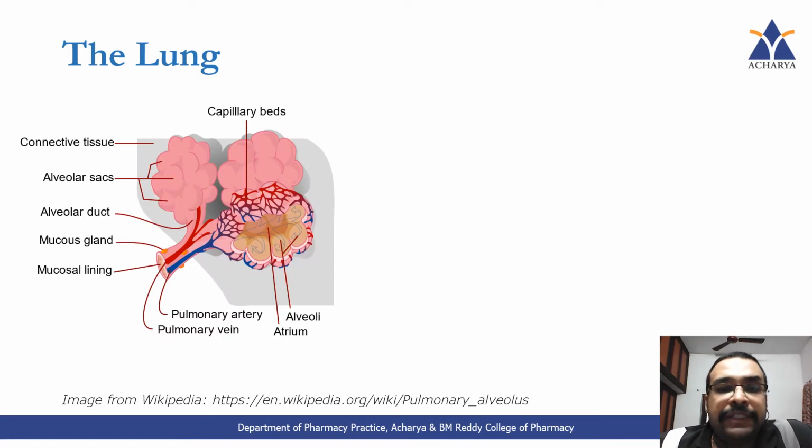Now, assuming this is the alveolus, these small bubbles or small grape-like things that you see are the air sacs, or as it is mentioned here, the alveolar sacs. Each alveolar sac is covered by blood vessels. Deoxygenated blood from different parts of the body will come to the lungs by the pulmonary artery, and the gases are exchanged. That is, the carbon dioxide is exchanged for oxygen, and oxygenated blood will exit the lungs through the pulmonary vein.